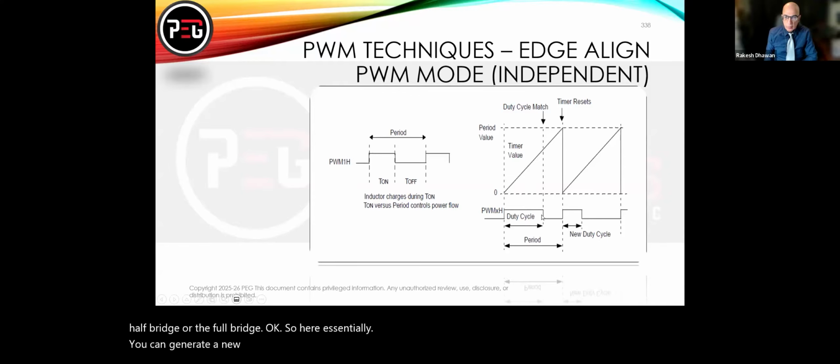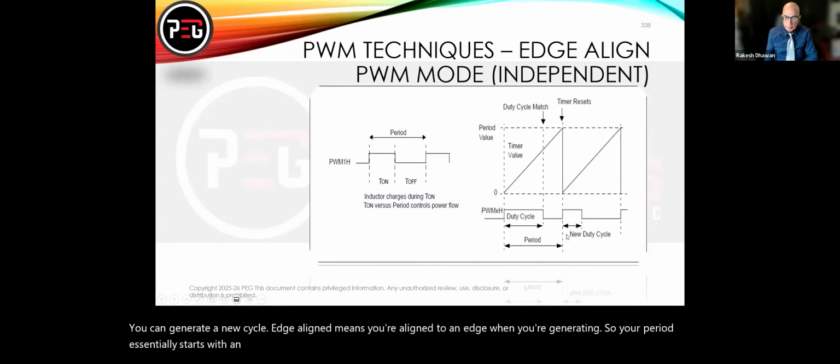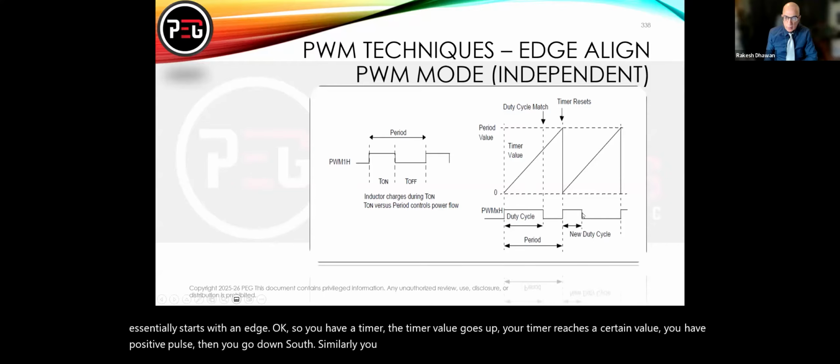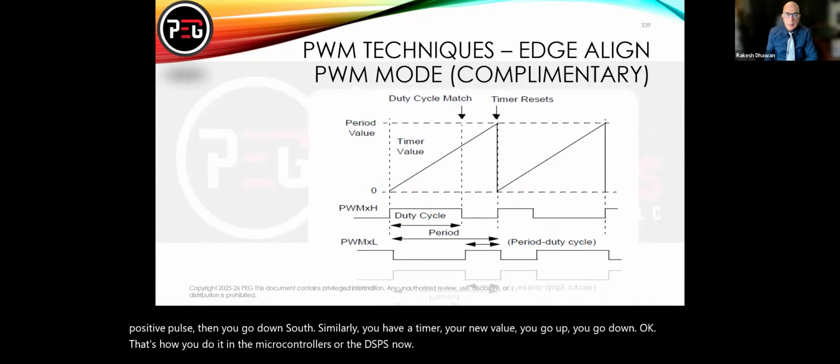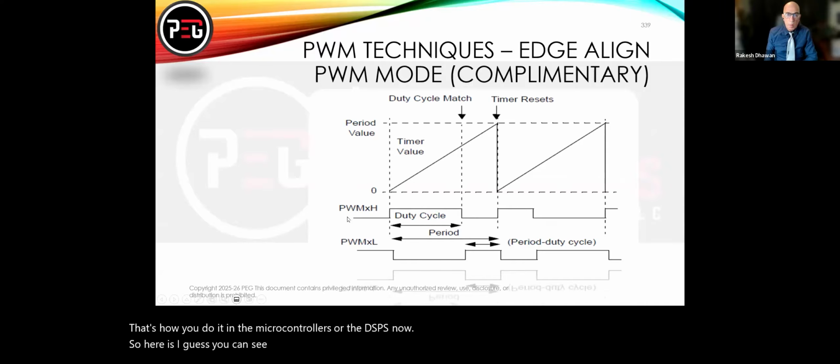Edge aligned means you're aligned with the edge when you're generating. So your period essentially starts with an edge. Okay, so you have a timer. The timer value goes up. Your timer reaches a certain value, you have a positive pulse, then you go down. Similarly, you have a timer, you go up, go down. That's how you do it in the microcontrollers or the DSPs. Here you can see you will get two pulses. If you have complementary PWMs on your microcontroller, you will have a high and a low.